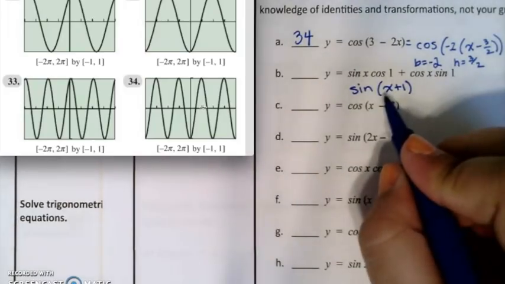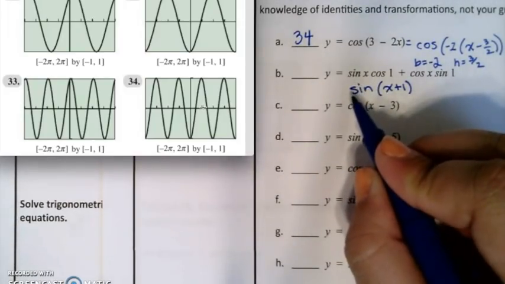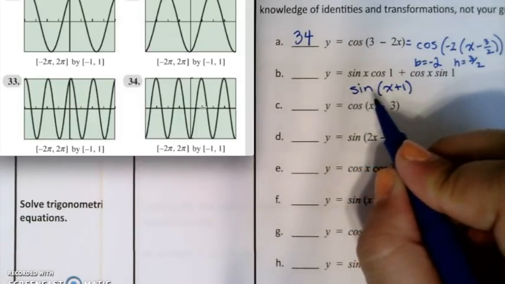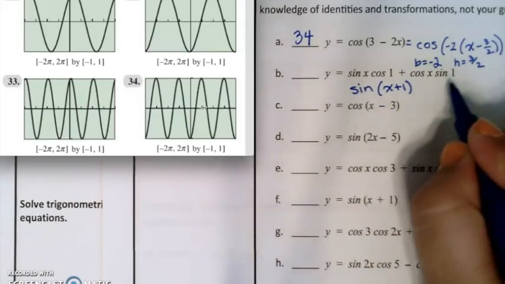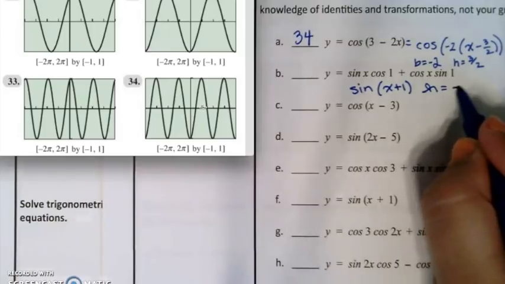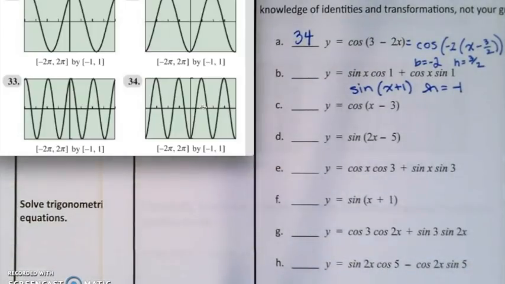So again, I have no change in amplitude. My amplitude is 1. No change in horizontal stretch. Just a phase shift here, h equals negative 1. So if there is no value for b, then I'm probably looking at 31 and 32. And then I have a phase shift of negative 1 from sine.